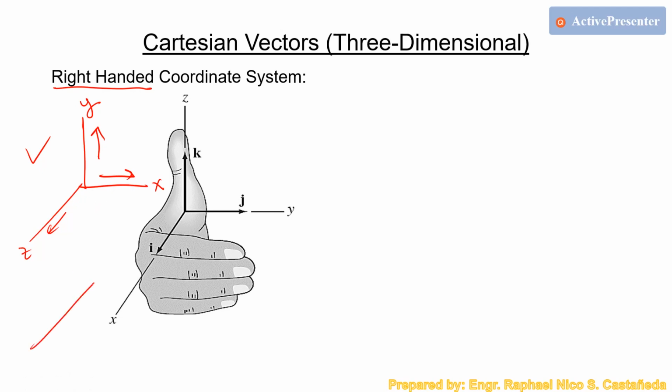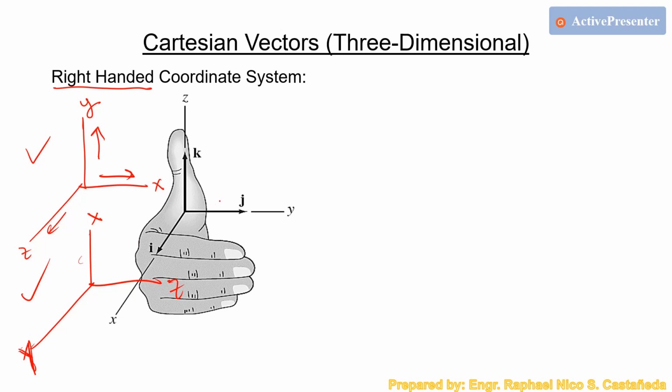You can also use, for example, this as x, then this is y and this is z. So this is still correct. You can still use the right-handed coordinate system in this arrangement of the axes. So it depends on the problem.